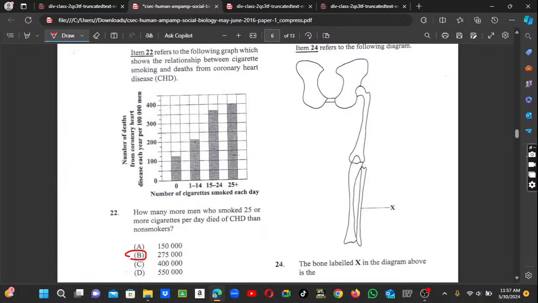It says than non-smokers. So if you were supposed to calculate something here between 0, this would be like 130, and 400. Let me just look between this. This would be like 130 and 400. Just a moment, guys. Let me see something.